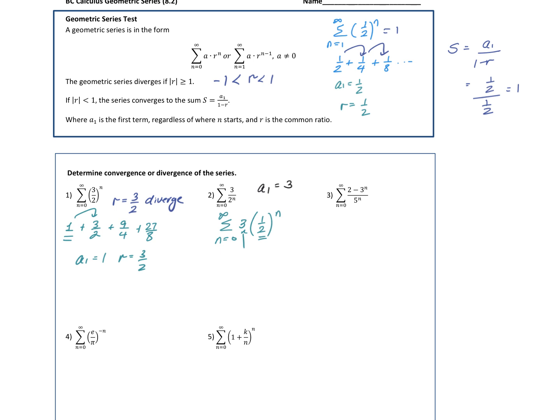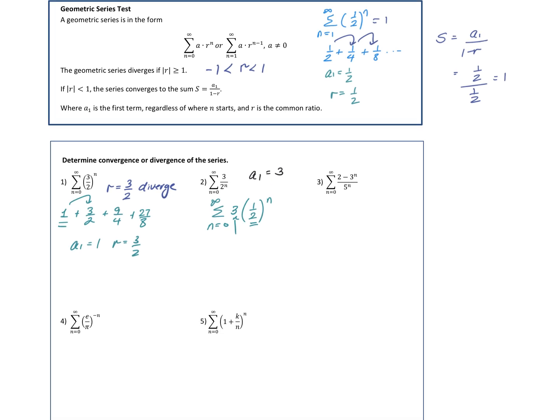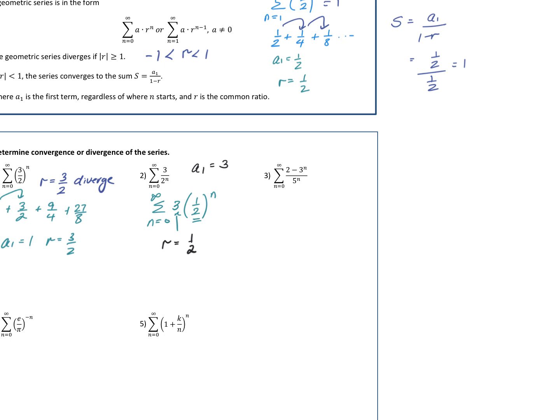You can also plug it in up here. So 2 to the 0 is 1. 3/1 is 3. So my first term is 3. My r is 1/2. So this converges. So r is equal to 1/2. And then we can also find the sum. They're not asking us to do that here, but we would take the first term and then put it over 1 minus r.